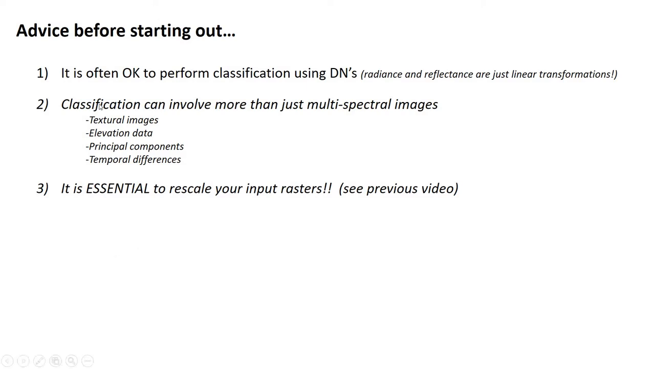Another word of advice, classification can and often should involve more than just multispectral images. So in this video, we're going to try to include a textural image or two. You could also include elevation data, principal components. We're actually going to do this in the next video on unsupervised classification. And also temporal differences. So you could subtract a January raster from a June raster to look at seasonal differences and then include that as a classifier, right? So lots of creative things you can do with classification.